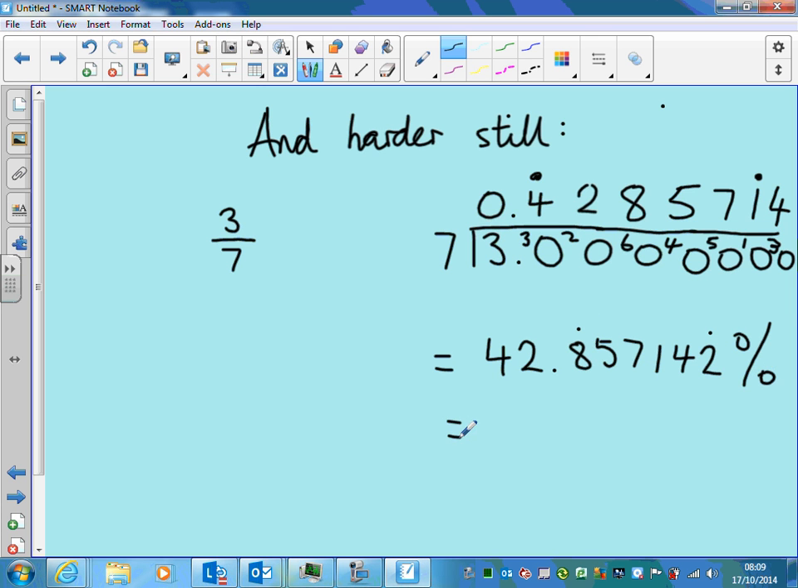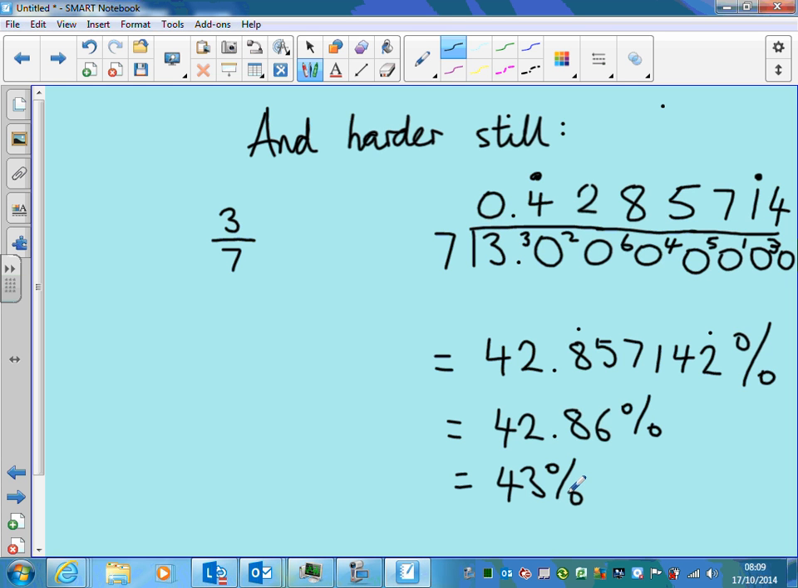Which we could, if we wanted to round it, let's round it to 2 decimal places. We get 42.86%, as the 5 is followed by a 7 to round up. Or if we round it to the nearest whole number percentage, it would be 43%, wouldn't it? So what you do with your answer, whether you round it and how you round it, will be up to you or up to anybody who's asking you a question about it.